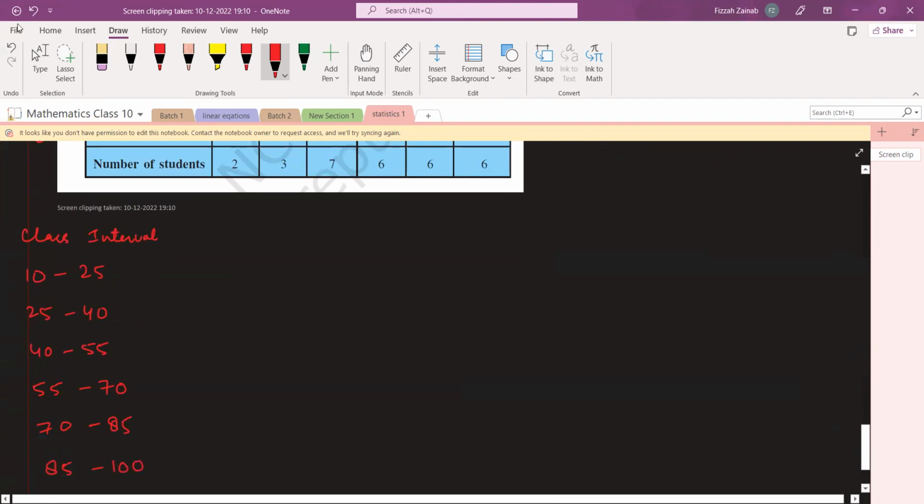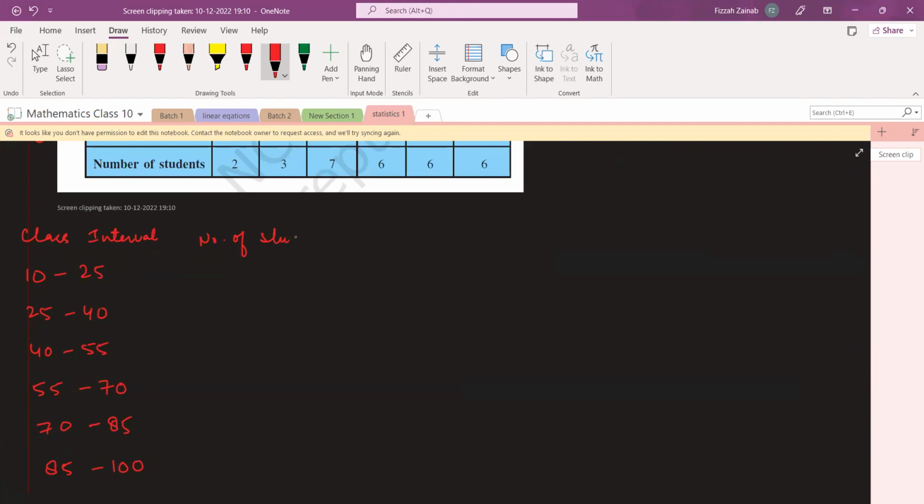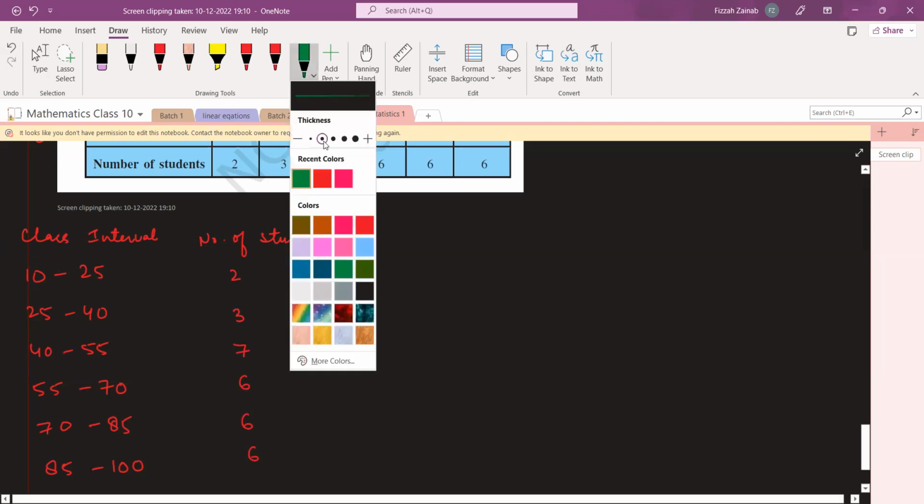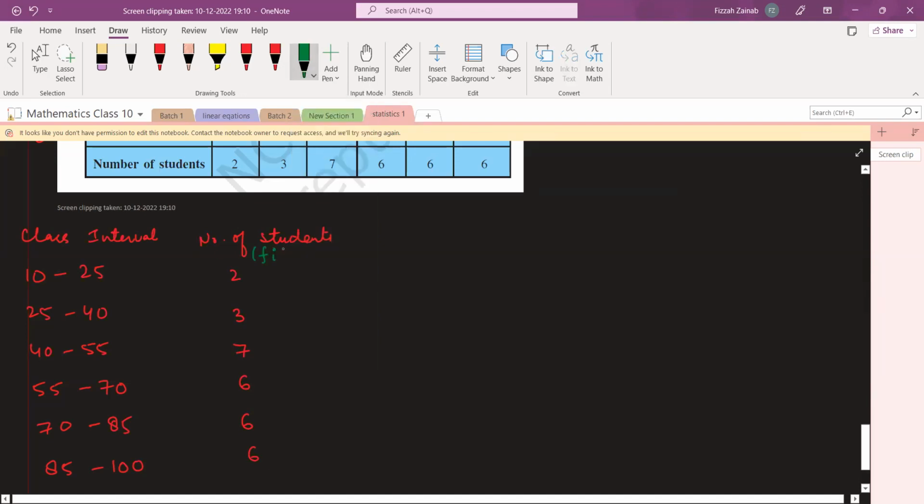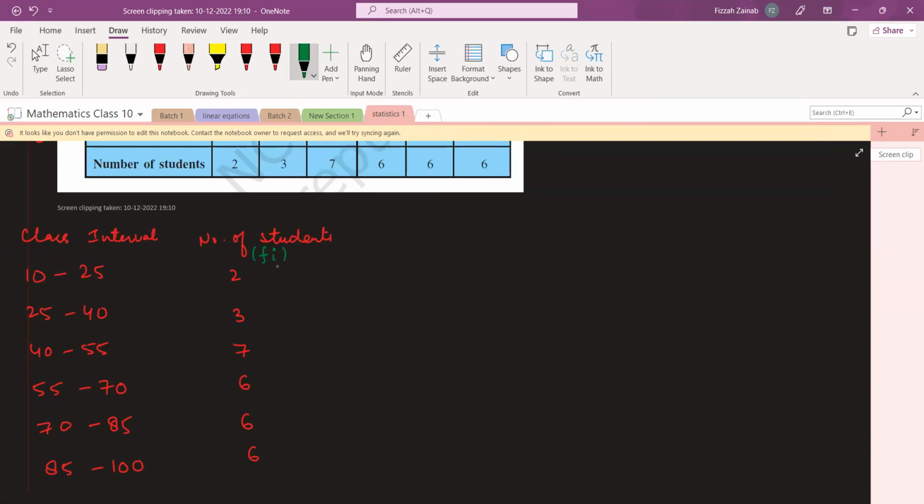Is that clear? And then we write the corresponding frequency, that is the number of students. So number of students: 2, 3, 7, 6, 6, 6. The corresponding number of students is basically the frequency, which is denoted by Fi. Clear? This is your Fi.